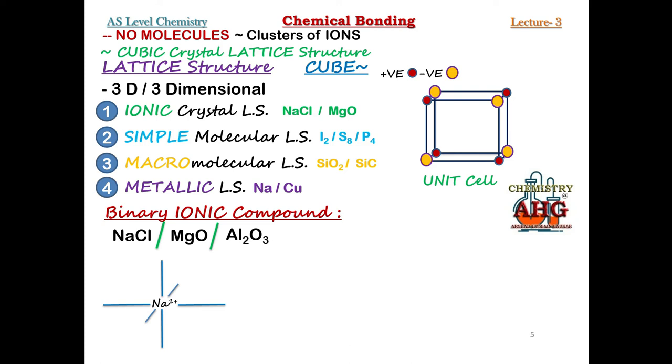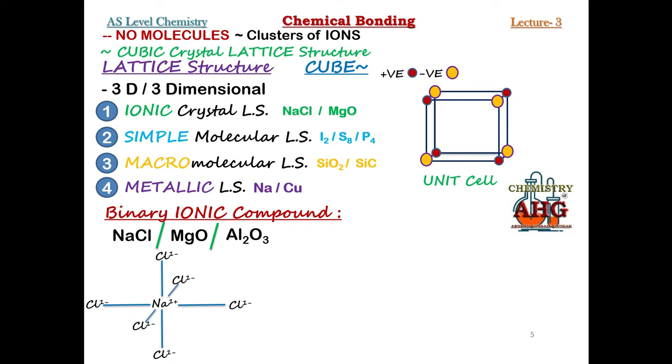Now what you can do, at the ends of all these 6 lines you can place a negative ion, and you can see each positive ion is surrounded by 6 negative ions. Remember, this property of an ionic compound is known as coordination number. Coordination number means the number of negative ions surrounding a positive ion. What is the coordination number? In this case you can see 6.